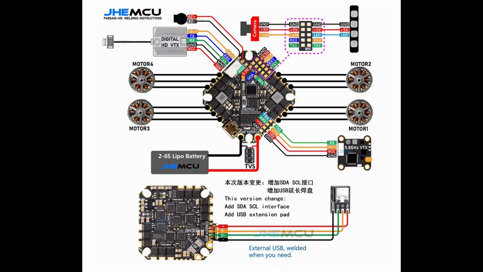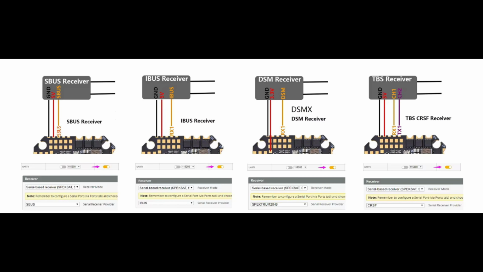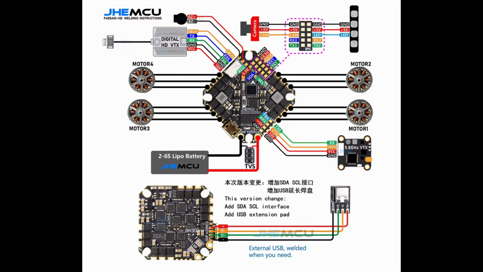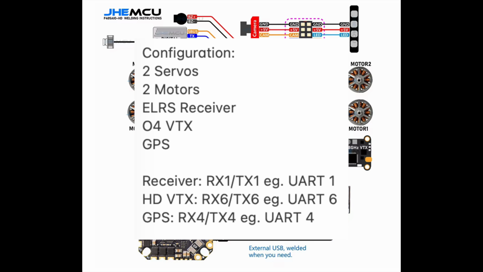In this example here, I want to have 2 servos, 2 motors. I want to have an O4 VTX, an ELRS receiver, and GPS. I have to look at the wiring diagram and write down which pads, respectively UARTs, will already be used for receiver, HDVTX, and so on. First focus on the receiver, VTX, and GPS if required.